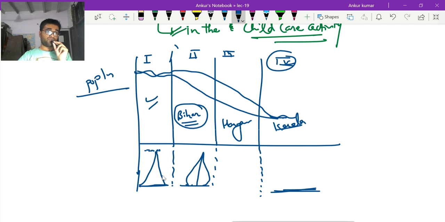The base represents the high number of young children, those who are less than 5 years old. So this is the young age, this is the adult age, the working age population, and this is old age. So we will divide the age pyramid into these 3 types.